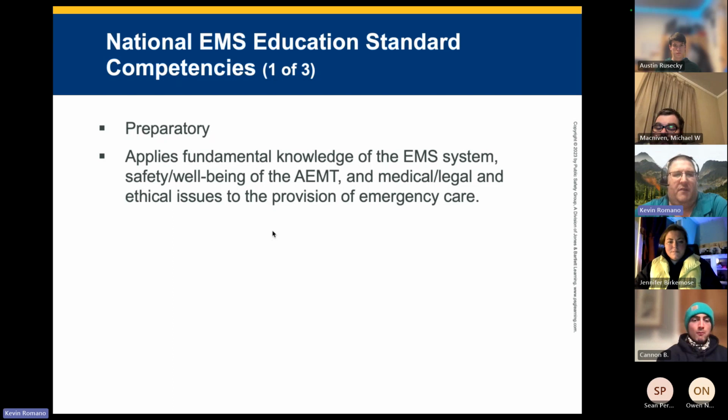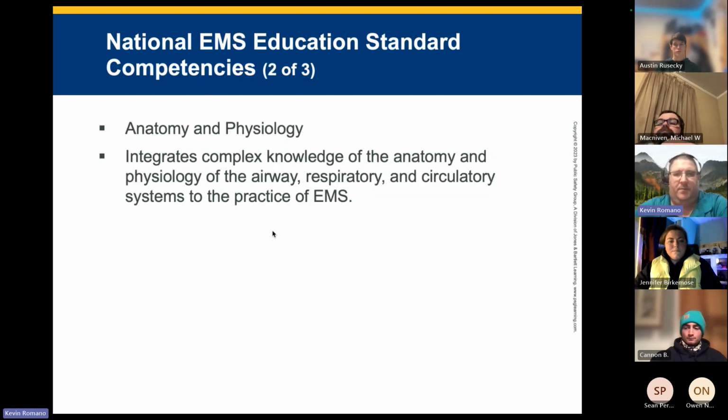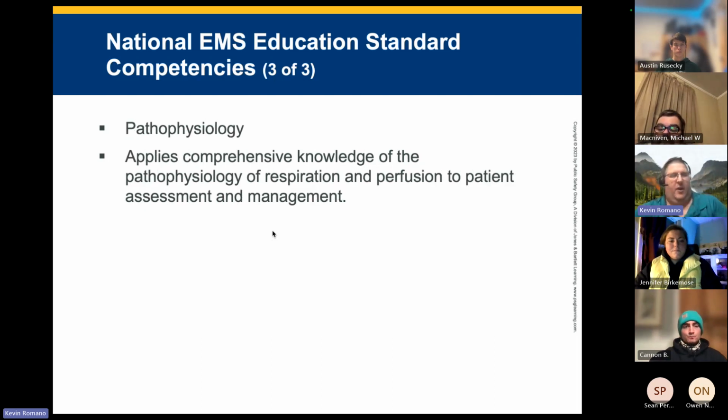All right, so obviously, looking at the fundamental knowledges that we have, safety, well-being, EMT, med legal, all that kind of stuff, ethical provisions, emergency care. And looking at AEMT, we're going to go more in depth on this stuff here and go through these educational standards and competencies.